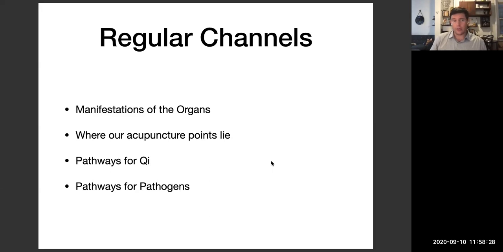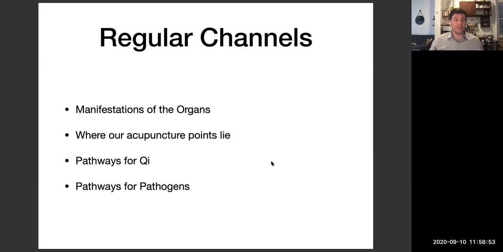Because the channels tell you what's going on in the organs. The channels tell you what's going on in the internal system, just like the tongue does, just like the pulse does, just like the ears do, just like the abdomen does. We have all of these ways of seeing the whole within a part of it, and the channels are one of them. The regular channels are also where all the acupuncture points you're going to learn now are. We have a whole bunch of acupuncture points that aren't on channels too.